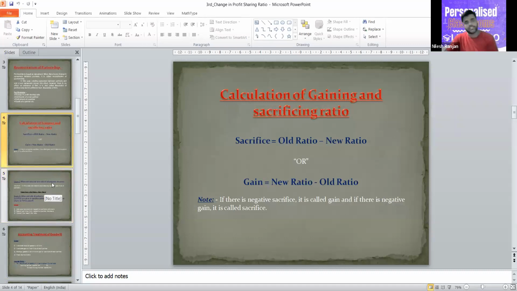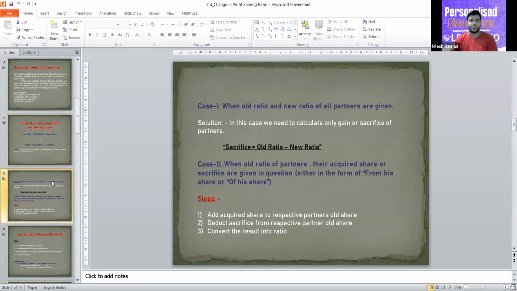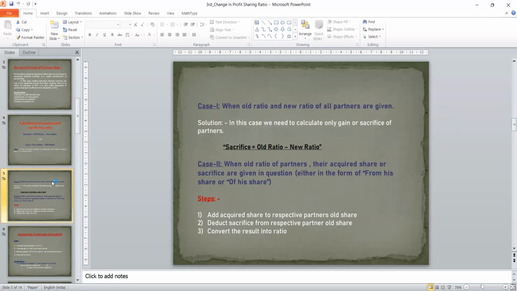Now different cases for sacrificing gaining ratio, because in change in profit sharing ratio, either their old profit sharing ratio will be given and their new profit sharing ratio will be given in the question. So can you repeat?